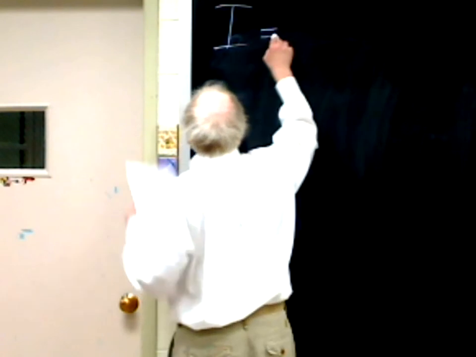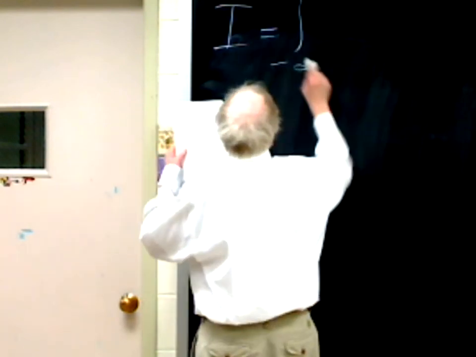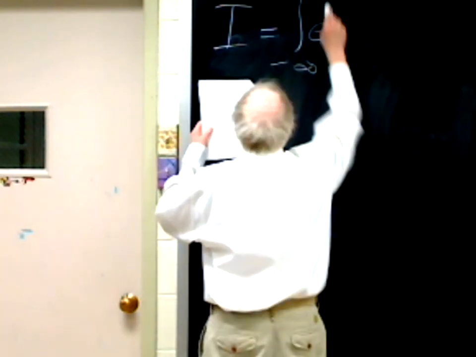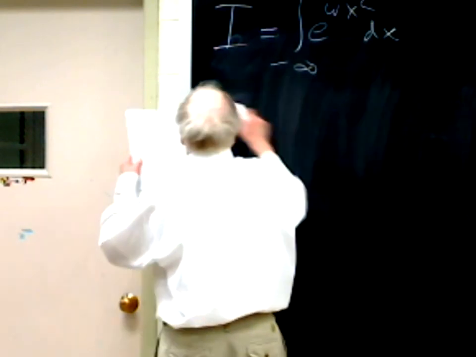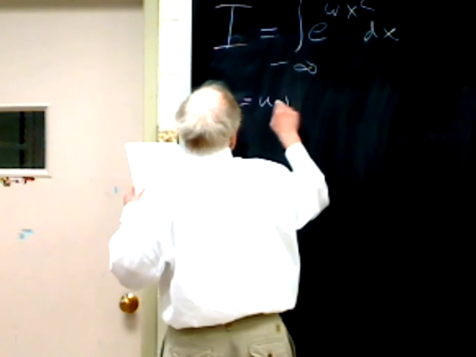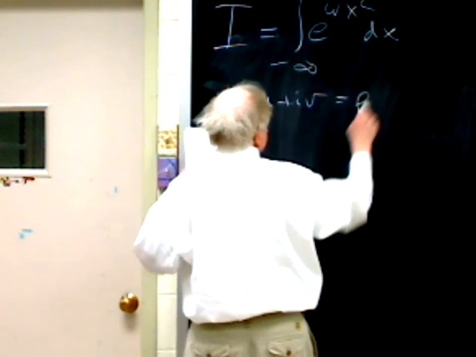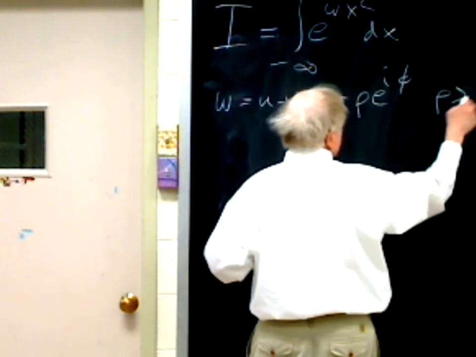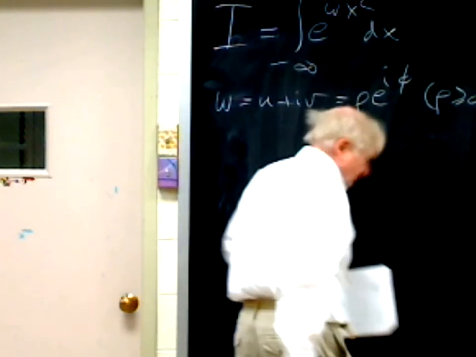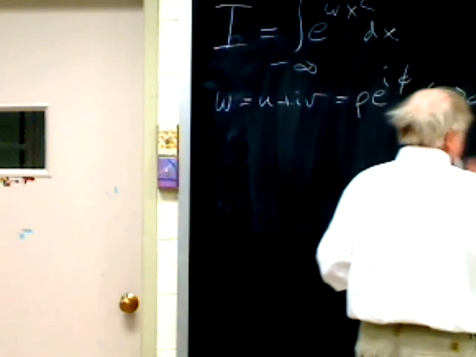I'm going to forget. Okay, now we have a complex Gaussian integral. I is the integral from minus infinity to plus infinity of e to the w x squared dx. So w is complex. It's equal to u plus iv. I'm going to write it as rho e to the i phi, because rho is greater than or equal to 0. In fact, we're considering only the case rho greater than 0.